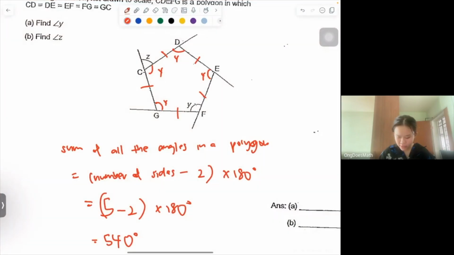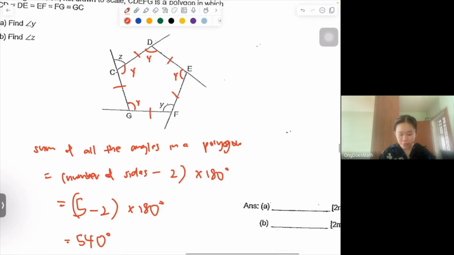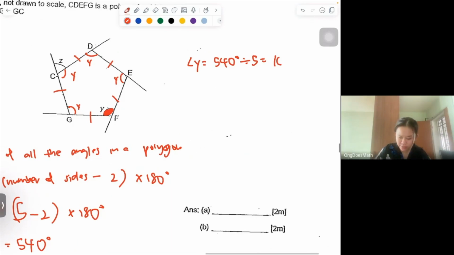So that's the formula. If all the angles in this polygon add up to 540, and you just want to find out one of them, you will just take 540 divided by 5. And that should give you 108 degrees. So angle Y is 108 degrees. Okay, if you can't see, I'll draw it for you. These 5 angles will all add up to 540. So to just find one of them, that's why we divide by 5.